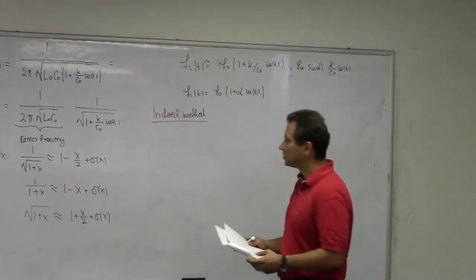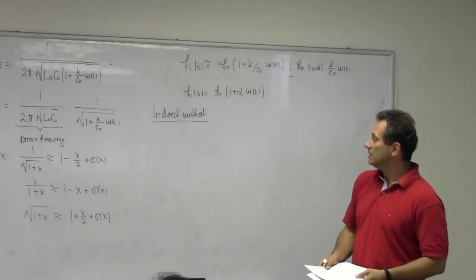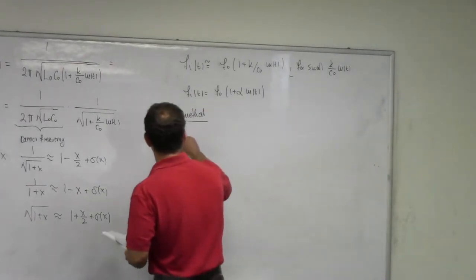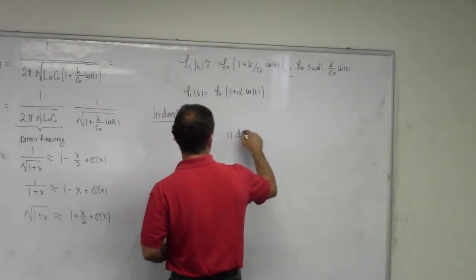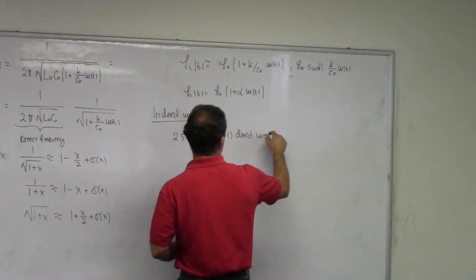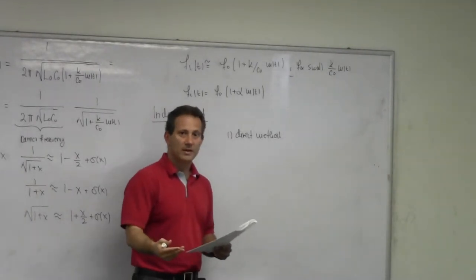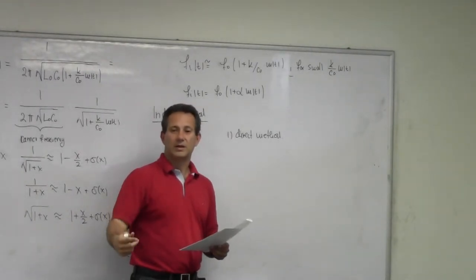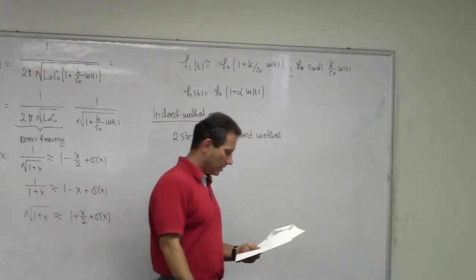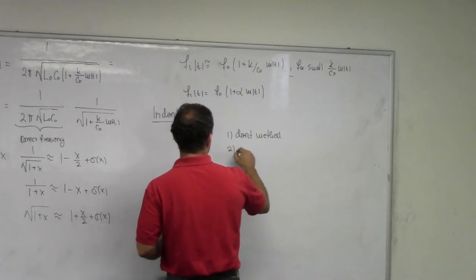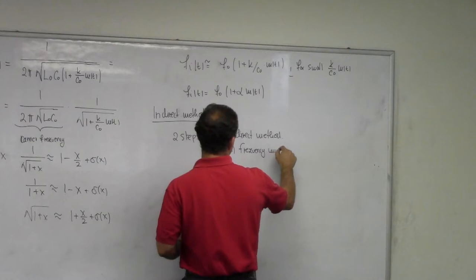Now, the indirect method has two steps. First, you generate a narrowband FM, and then you send that narrowband FM to something called a frequency multiplier that makes it broad. So the second step is frequency multiplication.